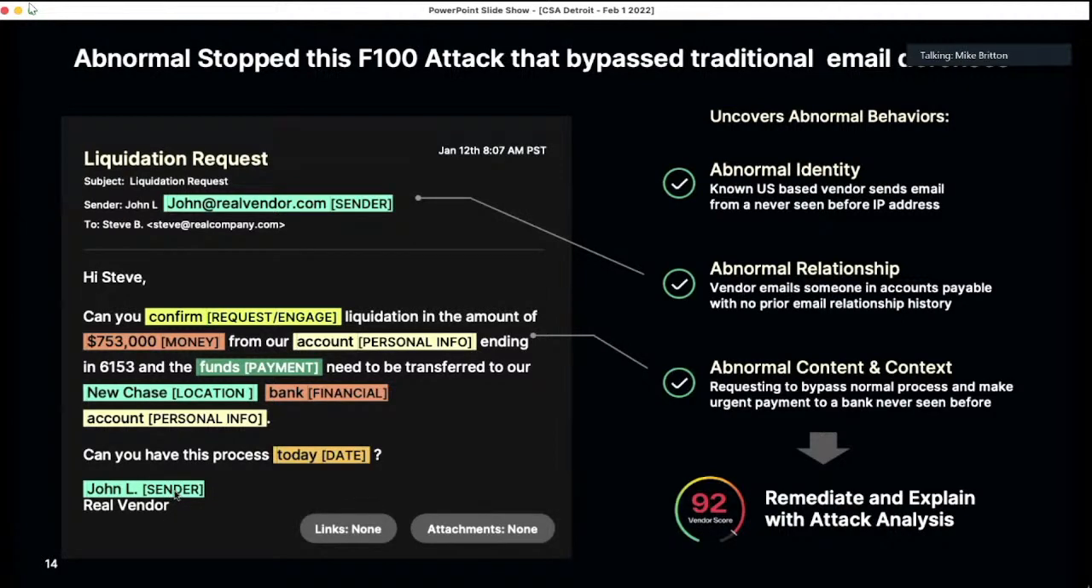And so all of these things ultimately come up and create a risk score. And so we look at these and we say, okay, all of these 50,000 signals about this email indicate that this is a malicious email. It's not really John at realvendor.com. It's an attacker that's using John at realvendor.com's email. And so let's stop it and prevent it from getting to the user's inbox.